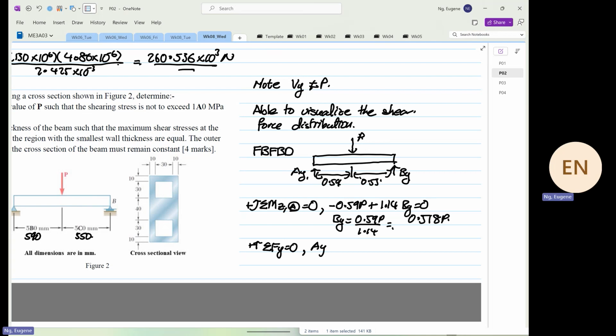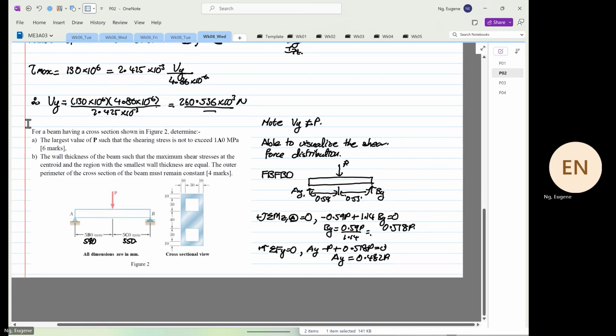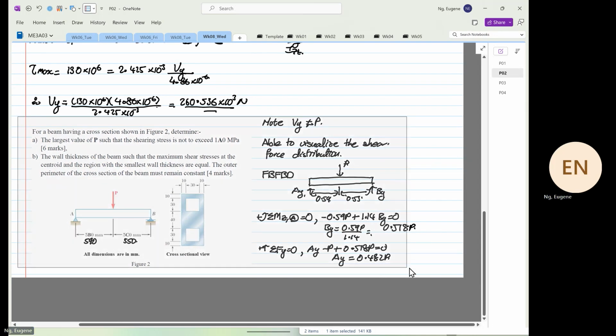So you get Ay minus P plus 0.518P, so Ay is equal to 0.482P. Okay. So when you have calculated all this, I'm going to cut and paste this whole thing again, if I could.